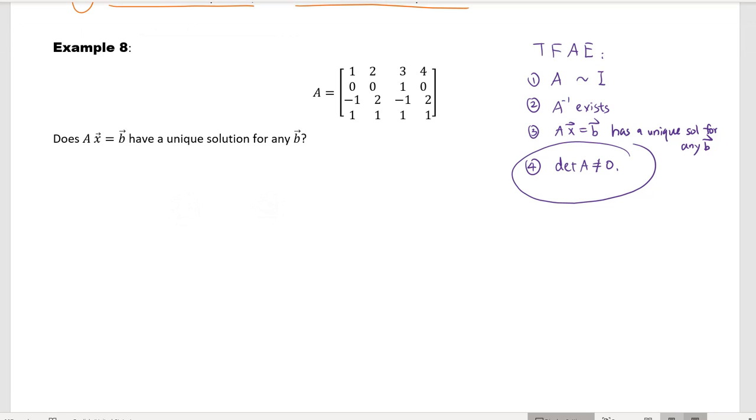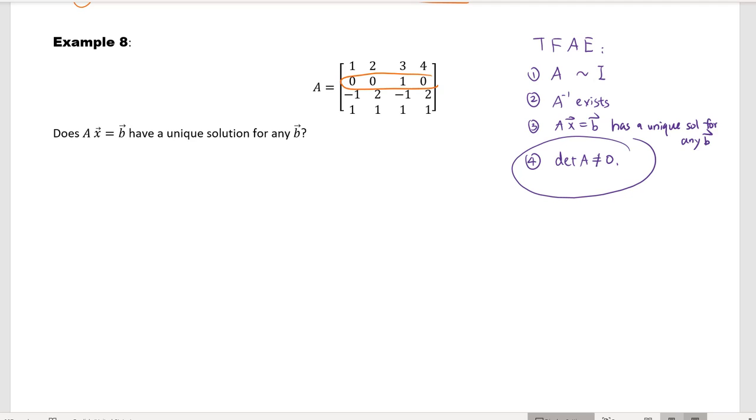This is a 4x4 matrix, right? We want to pick a row or column which consists of lots of zeros. In this case, we can see the second row has a lot of zeros. Let's give it the sign. Remember the 1, 1 entry is always positive, and then minus, plus, minus, plus. So the determinant of A is minus 1 times the determinant of the submatrix obtained by deleting the second row and the third column. So 1, 2, 4, minus 1, 2, 2, and 1, 1, 1.